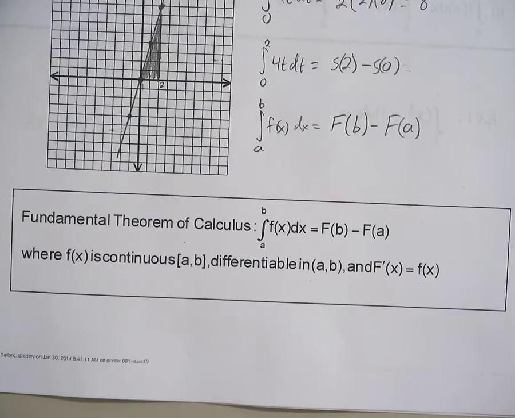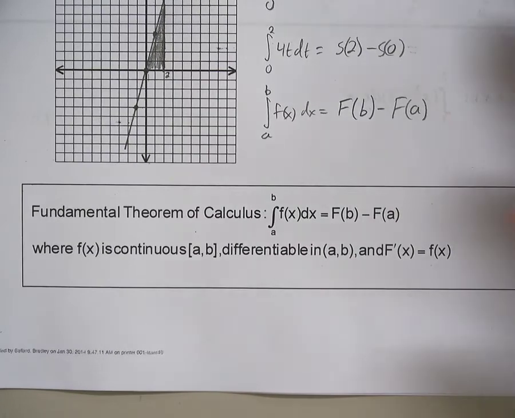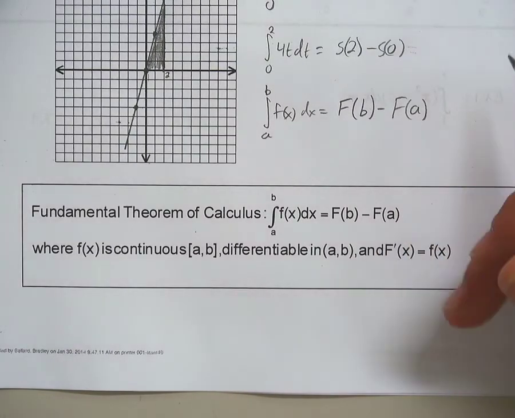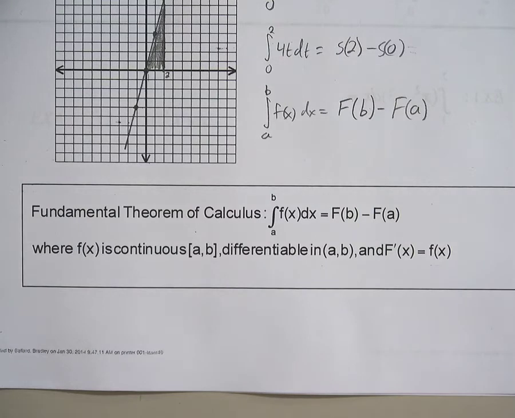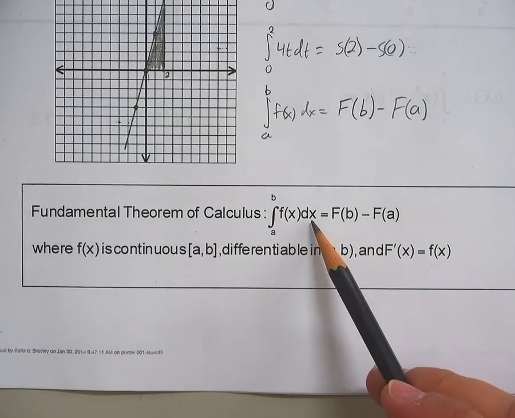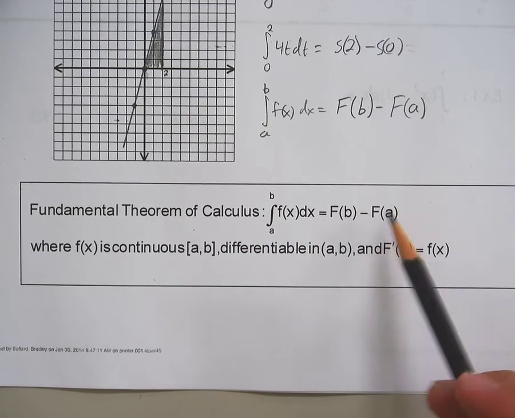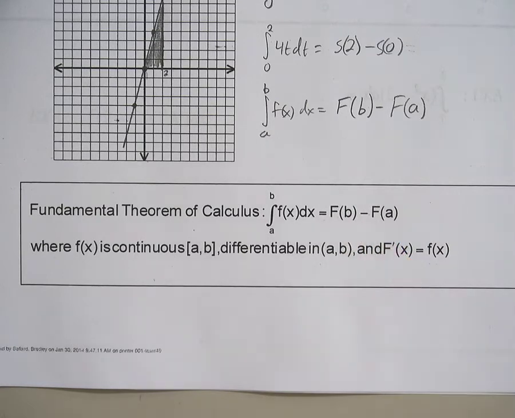Now let's go over the actual theorem itself. The fundamental theorem of calculus says that the integral from a to b of f of x dx is equal to capital F of b minus capital F of a, where f is continuous and differentiable. Very important there, continuous and differentiable. All right, and F prime has to be little f. Big F prime has to be little f. Right?